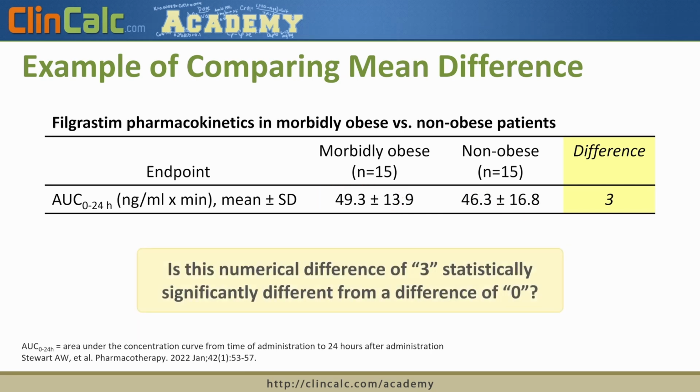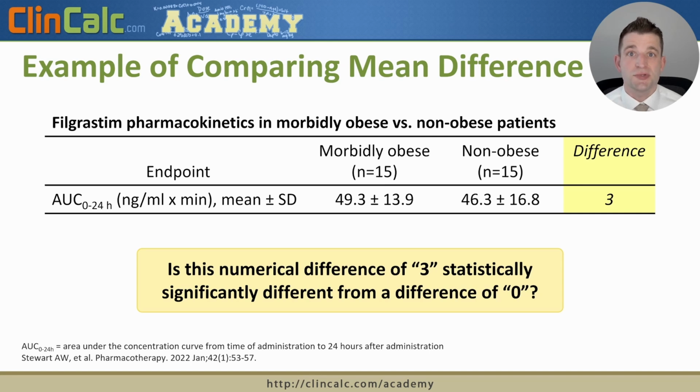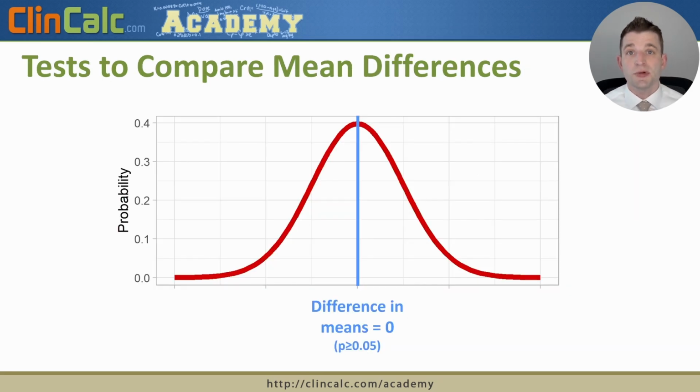It was 49.3 plus or minus a little bit versus 46.3 plus or minus a little bit, effectively a difference of 3. We use inferential statistics to decide whether that difference of 3 that we observe is due to chance alone. Is it different statistically than no difference, or a difference of 0? And we use a p-value, but we get that p-value using a statistical test. So if there was no true difference between obese and non-obese patients, we would have a numerical difference of 0. Assuming that there was no difference, our p-value would be very large and we would be right in the center of our bell curve. And what we would see is a large p-value indicating no statistically significant difference.